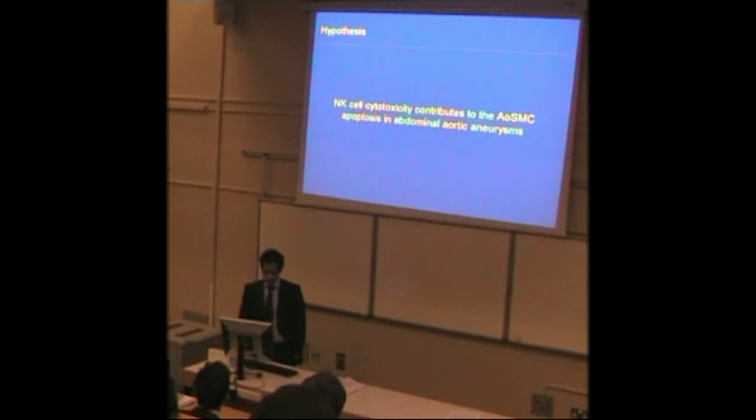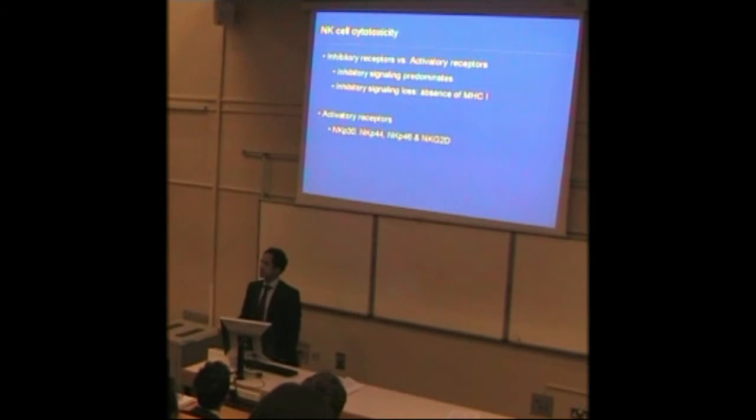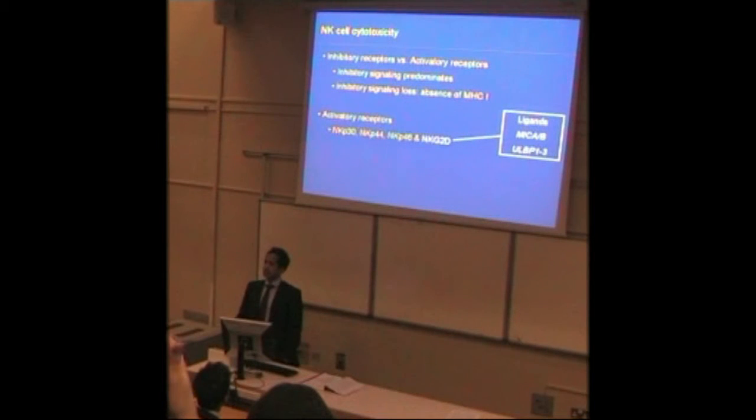Now, NK cell cytotoxicity is a delicate balance between both activatory and inhibitory receptor signaling, with inhibitory signaling predominating. Inhibitory signaling is lost in the absence of MHC class I, which can include tumour transformation or viral infection of target cells, and this results in activation of one of the 4 key receptors. In particular, I'd like to draw attention to the latter, NKG2D. This is important because the ligands for this receptor are well known and well characterized, unlike those of the other 3, which are unknown.